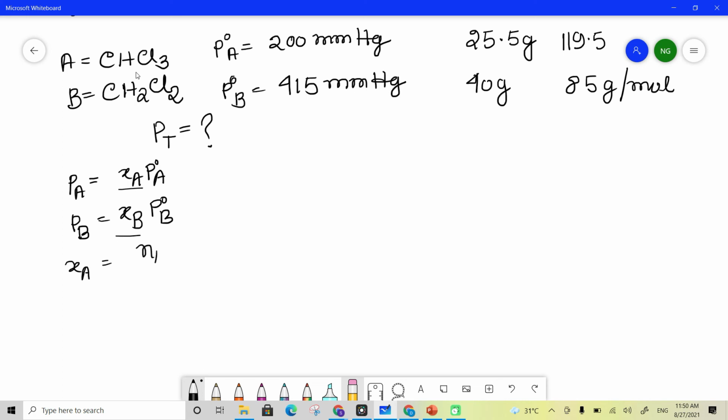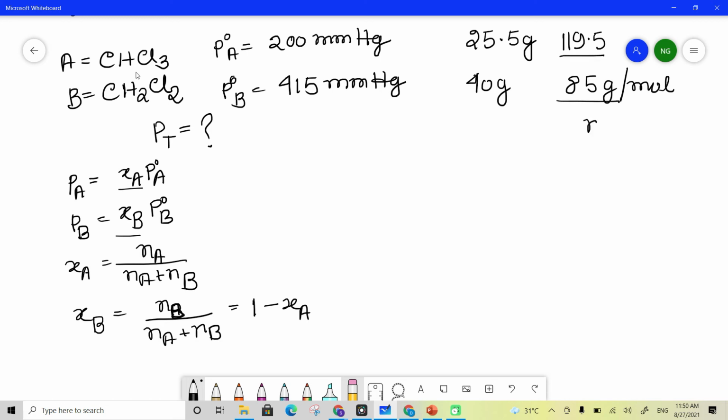The formula of XA is NA by NA plus NB, and XB is, sorry, NB by NA plus NB. And one thing we can write is 1 minus XA. So now what is NA and NB? From this we can write NA equal to 0.2 and NB equal to 0.470. This is the number of moles we are counting. So this is NA and this is NB.